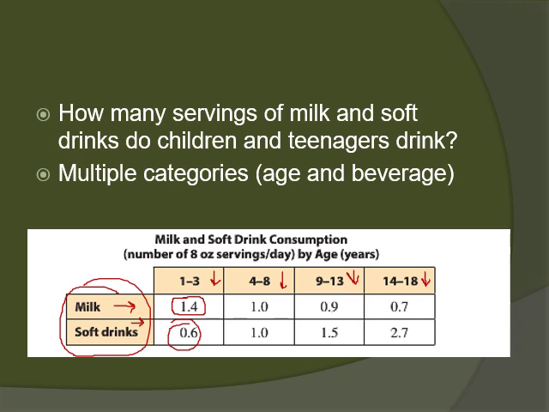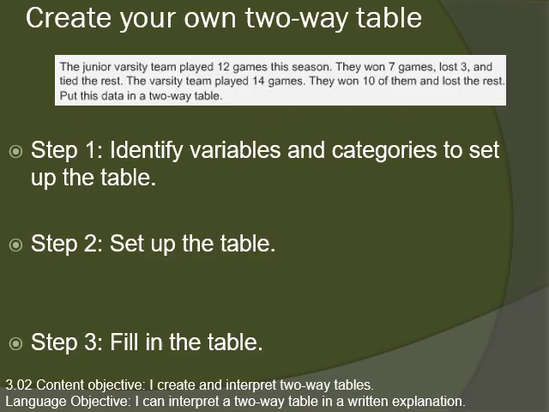And then you can see that as they get older, their consumption of milk tends to decrease. And maybe this is fitting for yourself. And then also as they get older, their consumption of soft drinks is going up. So you can look at any particular time frame. For example, if I said how many servings of milk are 9 to 13-year-olds having, then you'd go to 9 to 13 and milk and see where they intersect, and that would be right there with the 0.9. So that's just a simple example of a two-way table.